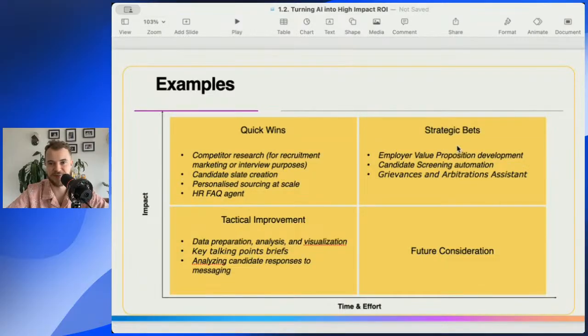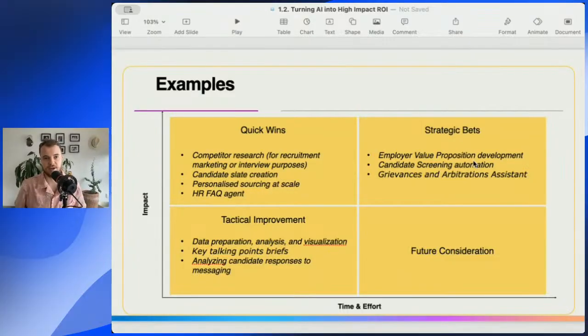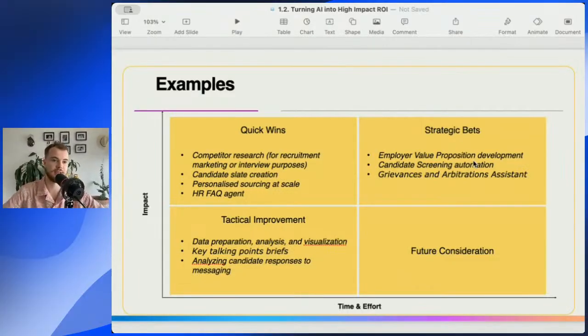Another one, which is more strategic, is your employer value proposition development. So what are you marketing? How do you communicate that to candidates? And particularly, how do you listen to people? So interview notes, for example, can they feed into your employer value proposition agent where it listens to what people like about us, or what they dislike about where they are, and what would make them interested in joining us? Why did they apply?